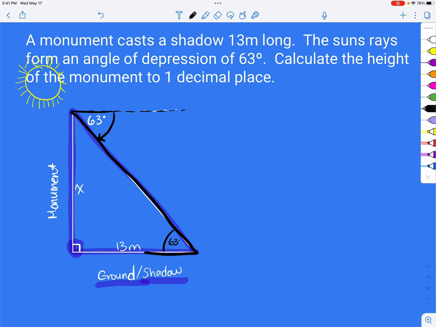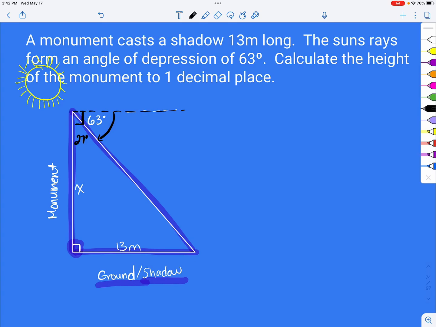That is one option. Another option would be to look at these two angles up here and say those two angles have to make 90 degrees. So if one is 63, 90 minus 63 will give you 27 degrees up there. It doesn't matter which one you choose. Depending on the reference angle, you might label your sides differently, but that's okay. You should get the same final answer.